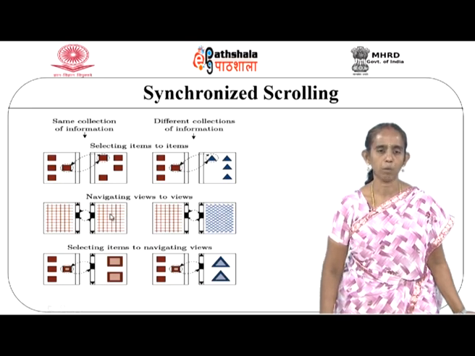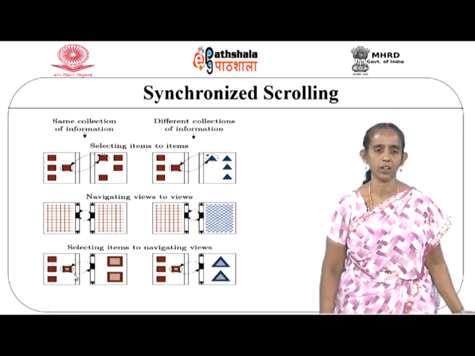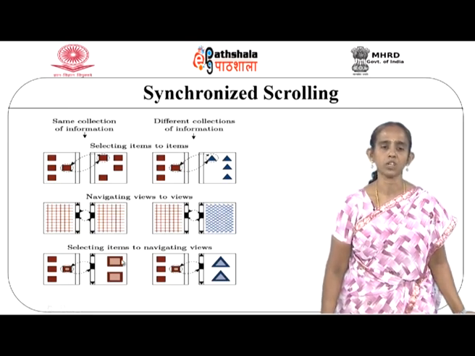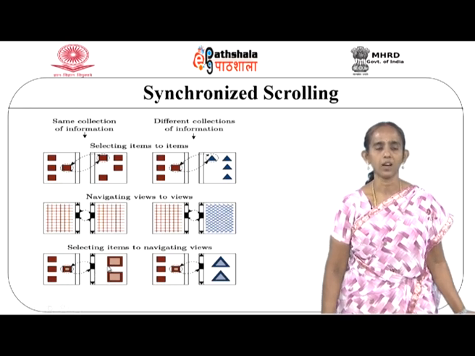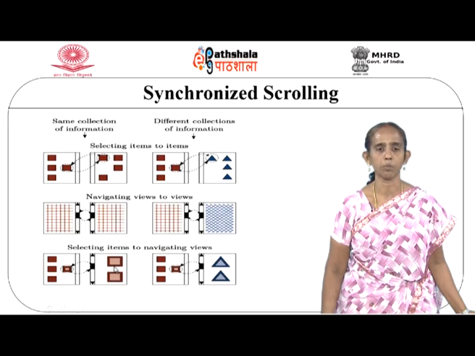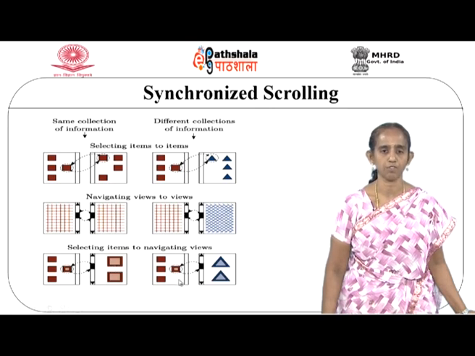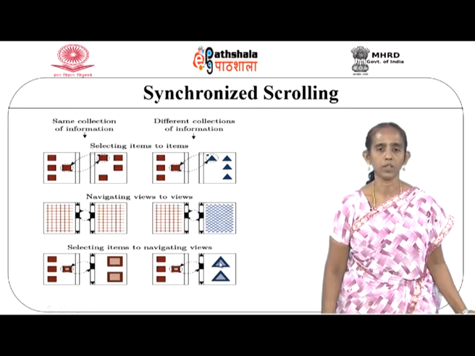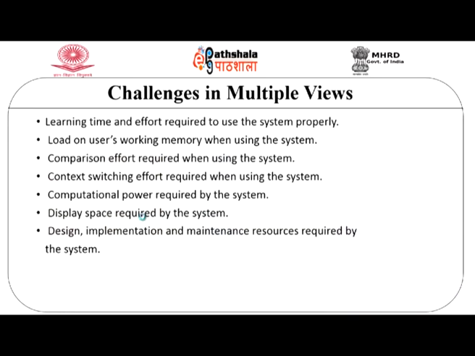So here is an example. I have selected a particular object and that object is being displayed in the other window. It synchronizes with that object and shows the display in the other synchronized or multiform window. It can be the same collection of information, or it can also be a different collection of information. So these are good examples. This is also called navigational slaving.